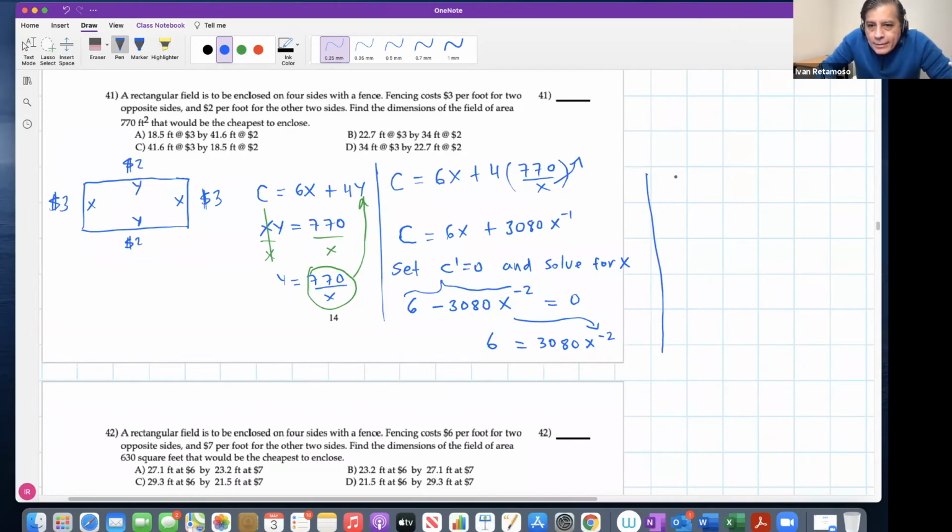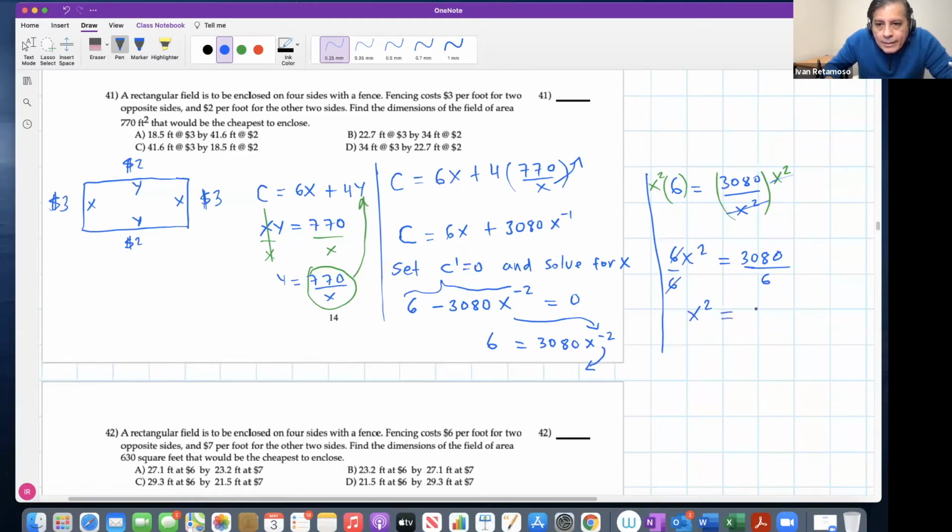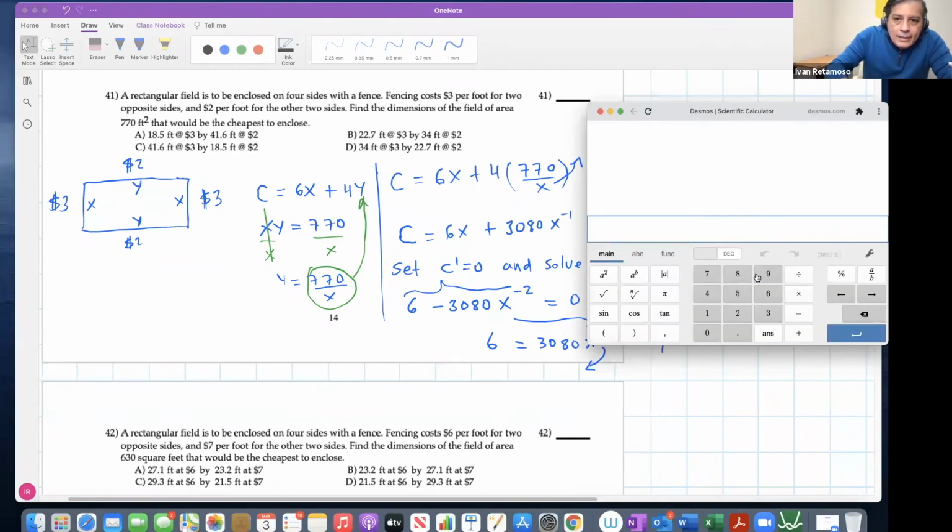Now, I'm going to do this: 6 equals 3080 over X squared. I'm putting this back on the denominator to solve for X. Next, allow me to multiply both sides of this equation by X squared to eliminate my X squared. I will end up with 6X squared equal, canceling these two, 3080. Dividing both sides by 6, X squared will be equal to 3080 divided by 6.